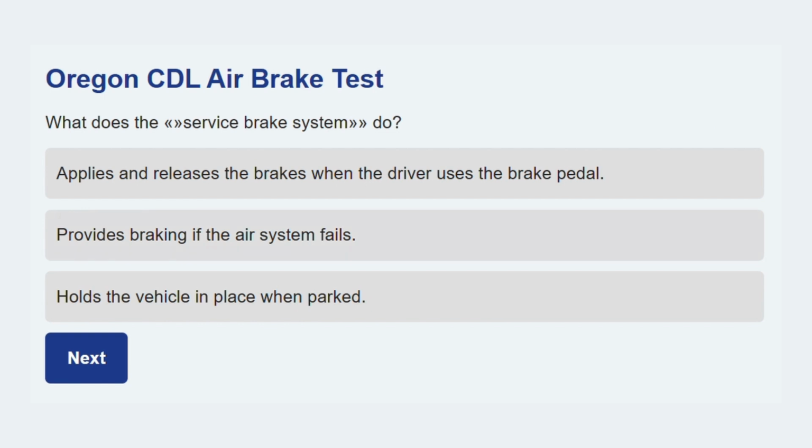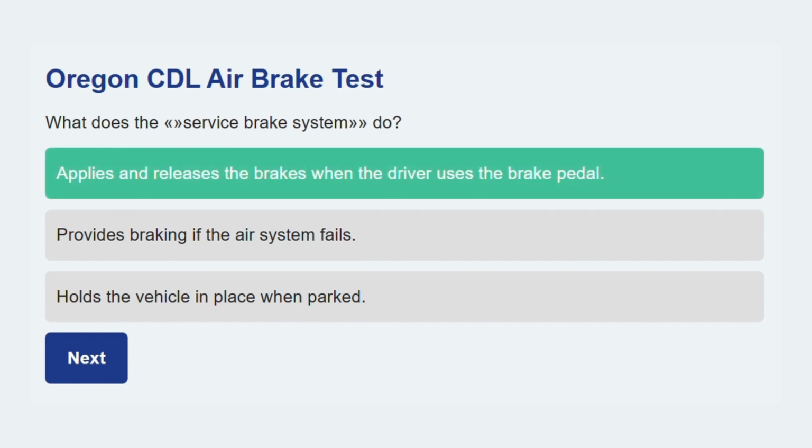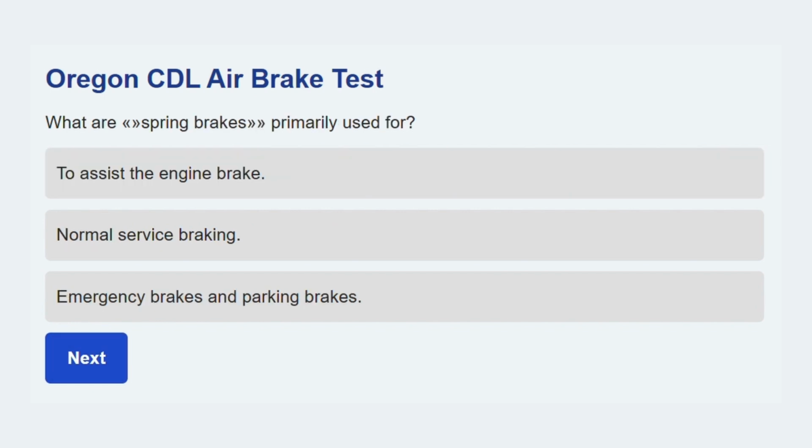What about this next one? What does the service brake system do? Applies and releases the brakes when the driver uses the brake pedal. This is your primary braking system during normal driving.